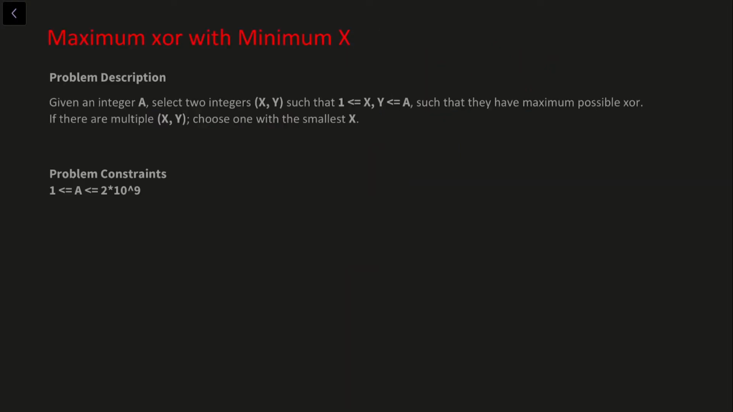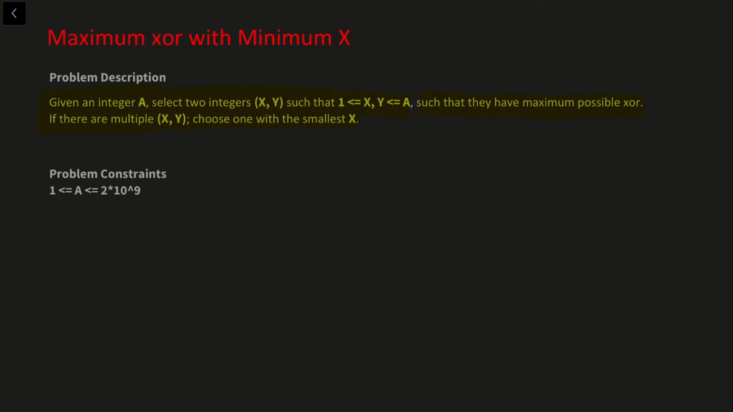Let's talk about the first problem, maximum XOR with minimum x. The problem description is, given an integer a, select two integers x, y such that x and y can vary from 1 to a such that they have maximum possible XOR. If there are multiple x, y's, choose one with the smallest x.